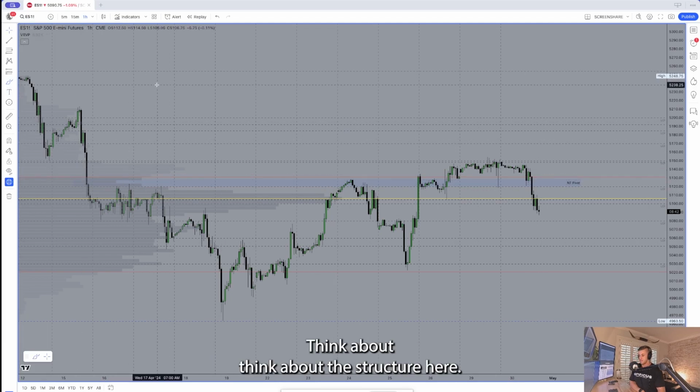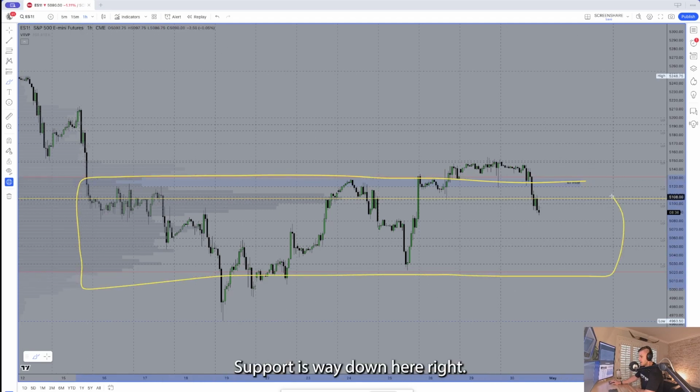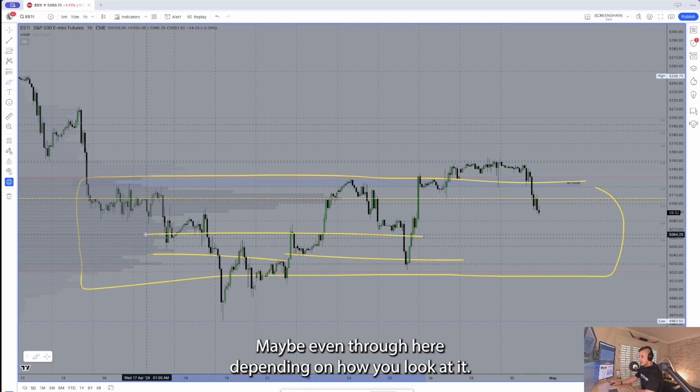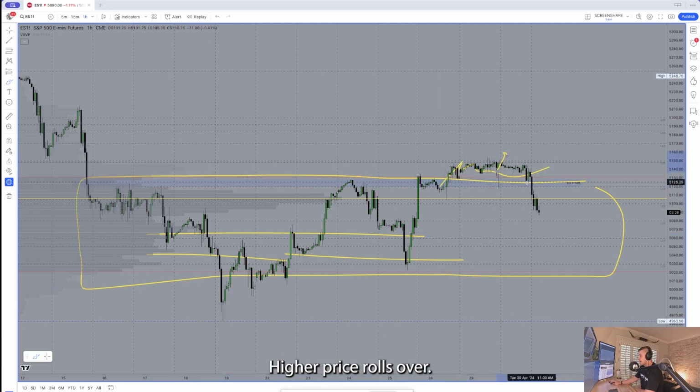Think about the structure here. So there's a prior range. Support is way down here, maybe even through here, depending on how you look at it. This was an attempted breakout that does not really resolve higher. Price rolls over. So it is a failed breakout, right?